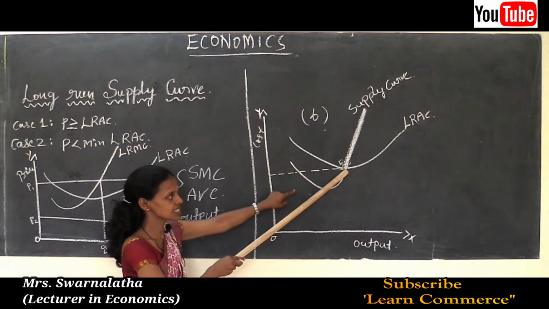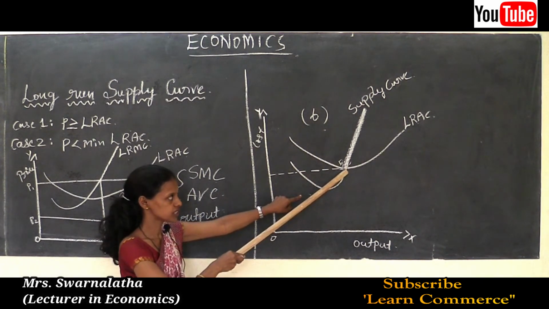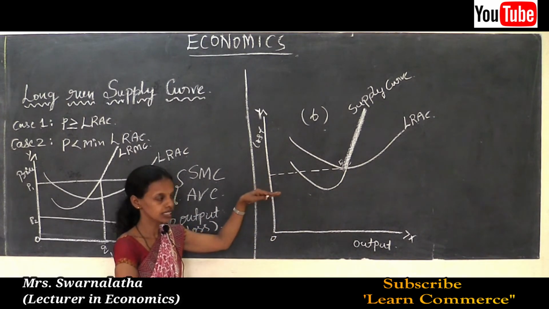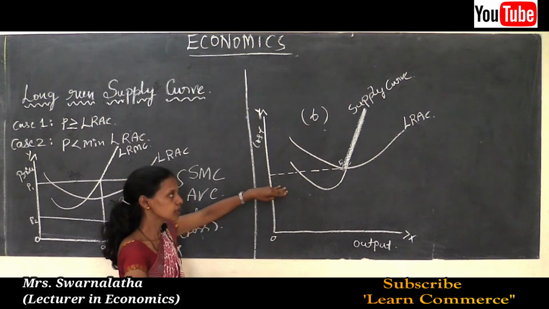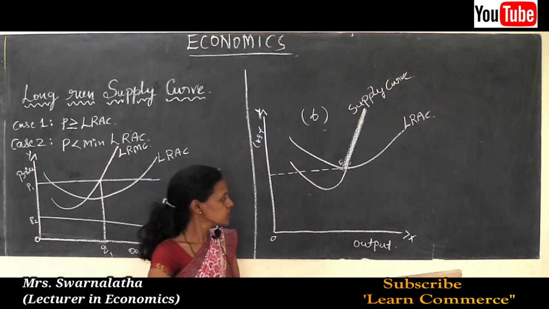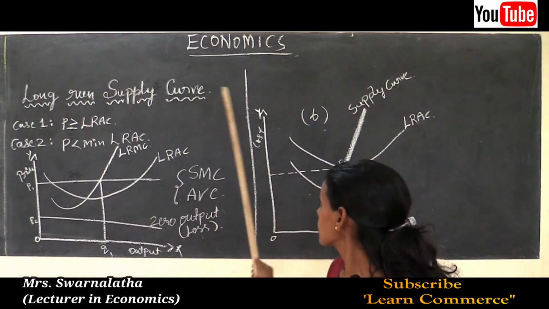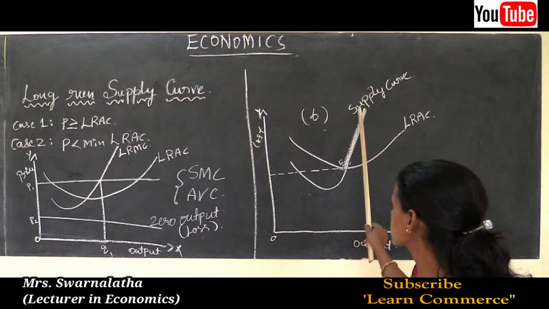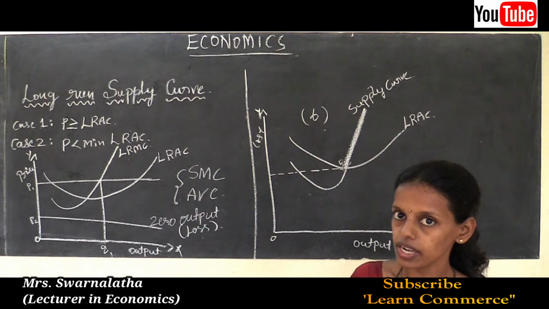So here you can see the normal profit. Below this, the firm is going to get only abnormal profit. Above this, the firm is going to get supernormal profit. So in this figure you can see the rising part of the long run marginal cost curve is nothing but the long run supply curve.